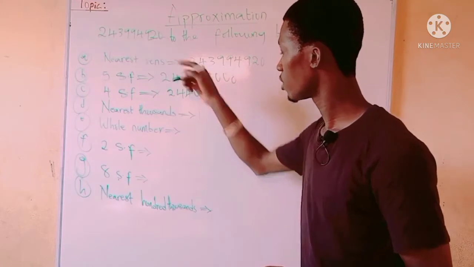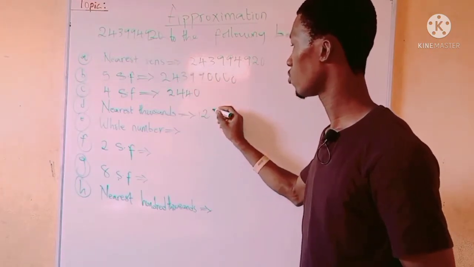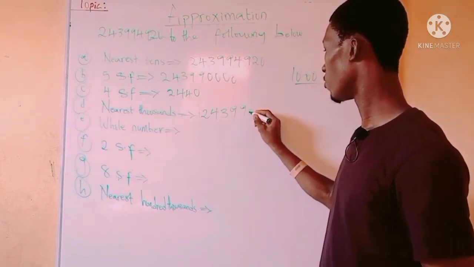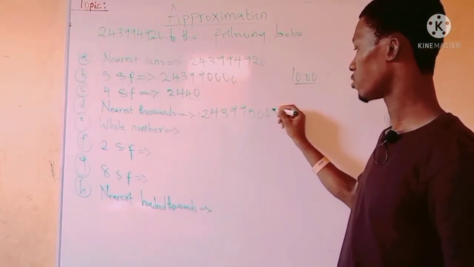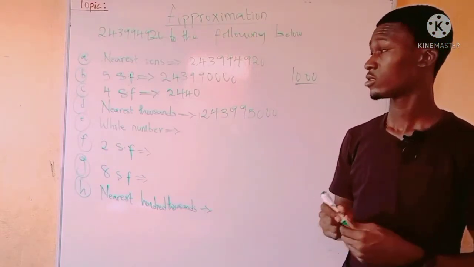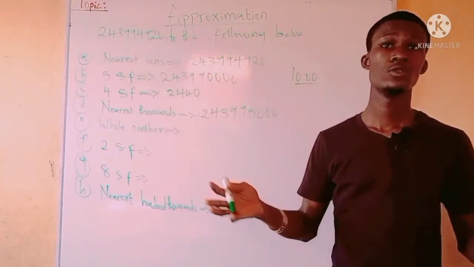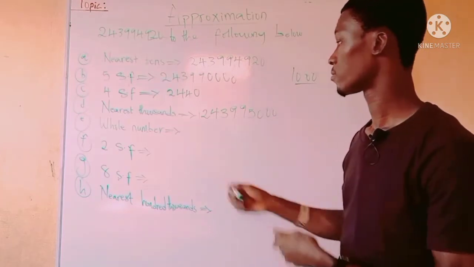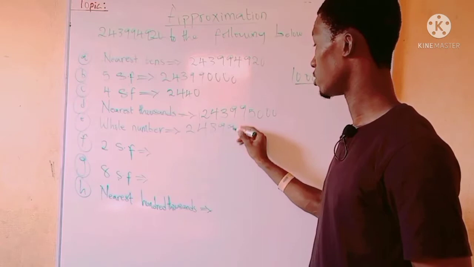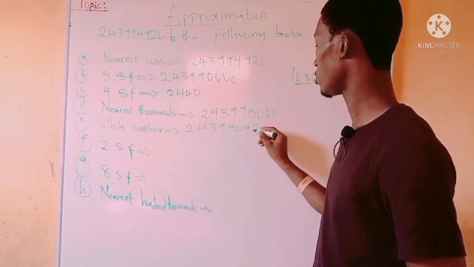So giving it 1 now, we have our 2, 4, 3, 9, 9, 5, then triple zeros. Now over to whole number. How do we go about this? What we can see right now is our whole number, so we can just repeat it. 2, 4, 3, 9, 9, 4, 9, 2, 0.